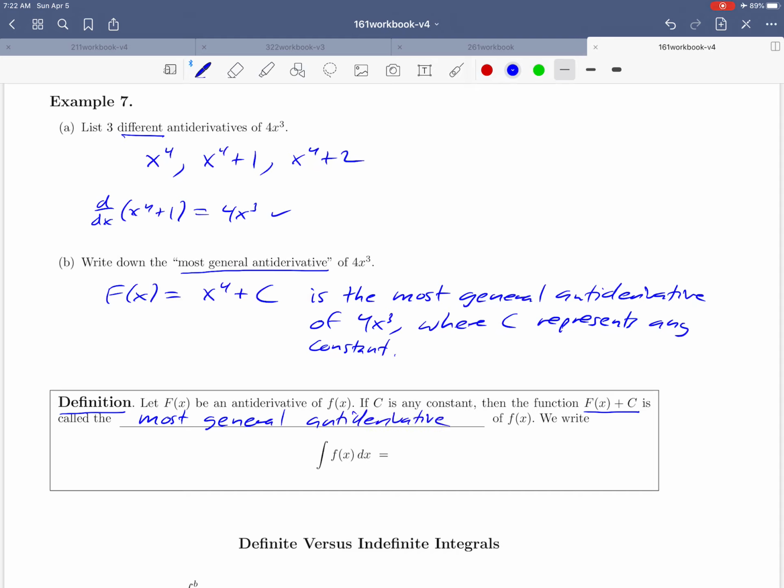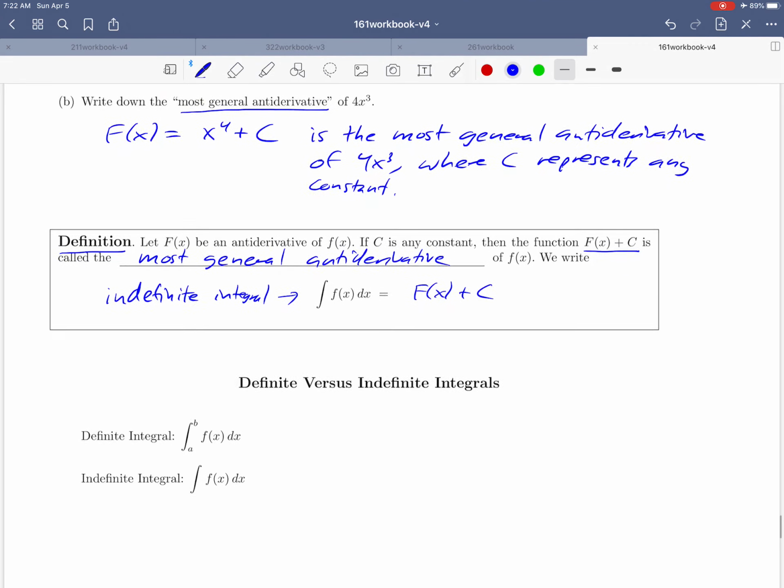Okay, and there's a notation for it. We're going to use the same integral notation. So integral of f of x dx is going to be a way of representing that most general antiderivative. Notice what's different about that integral from the type that we talked about before is it doesn't have any limits on it. There's no integral from a to b. So we call this an indefinite integral because it's missing its limits, and it's just a way of talking about general antiderivatives.